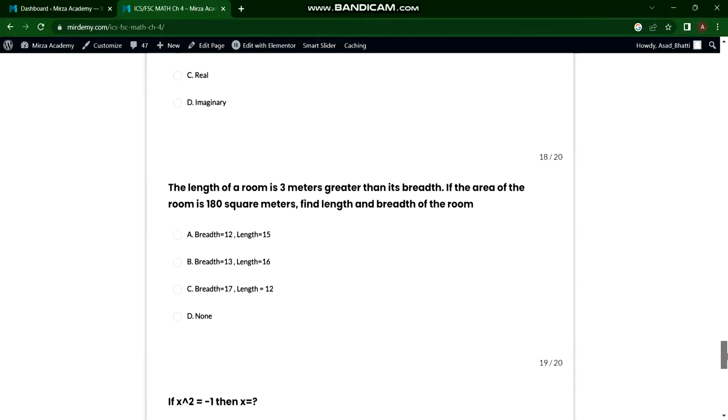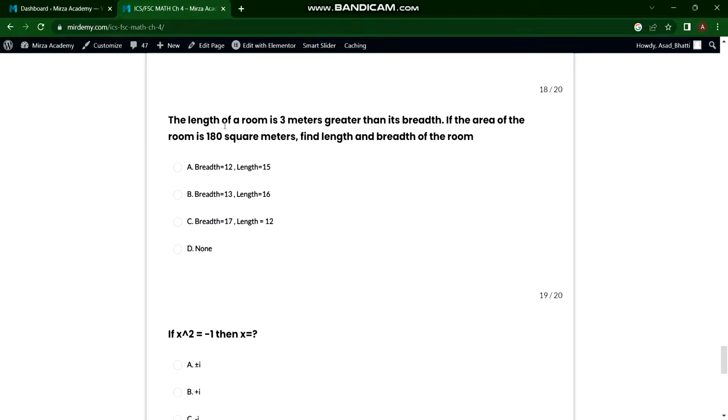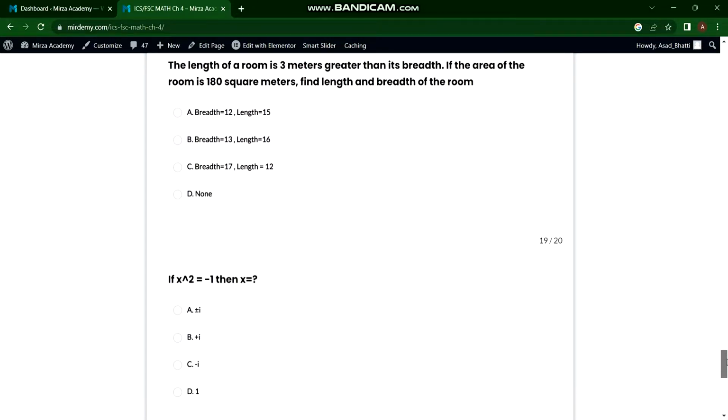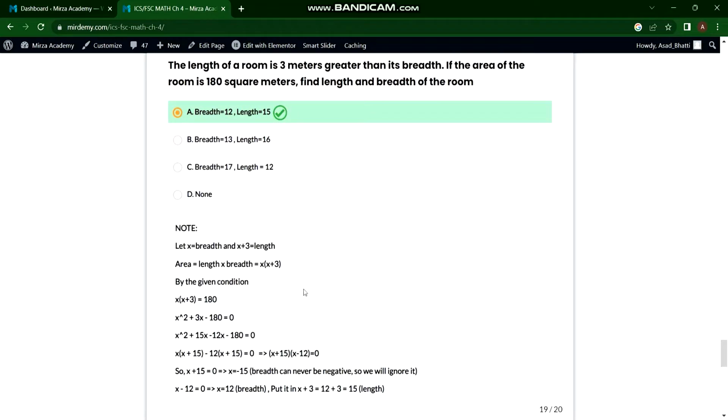So here is the next MCQ. The length of a room is 3 meters greater than its breadth. If the area of the room is 180 square meters, find its length and breadth. So here the A option is correct, because I am going to explain this MCQ. Let's suppose that x is equal to breadth and x plus 3 is equal to length. So area is equal to length multiplied by breadth, x bracket x plus 3. By the given condition, x bracket x plus 3 is equal to 180.